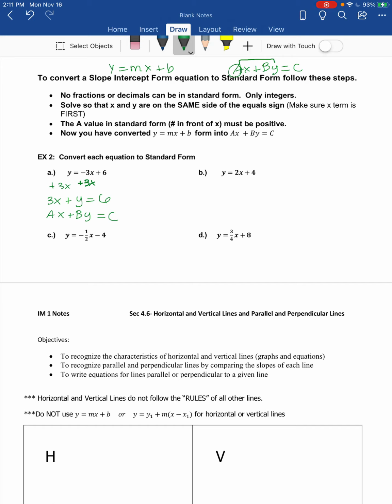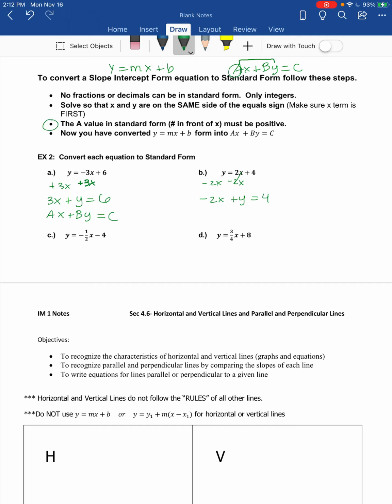All right, same thing on b. We're in slope-intercept, so the y is by itself. So I have to move this 2x to the opposite side of my equal sign, so do your opposite operation. So you subtract 2x from both sides. Those cross off. Now you have negative 2x plus y is equal to 4. And we're in the ax plus by is equal to c.